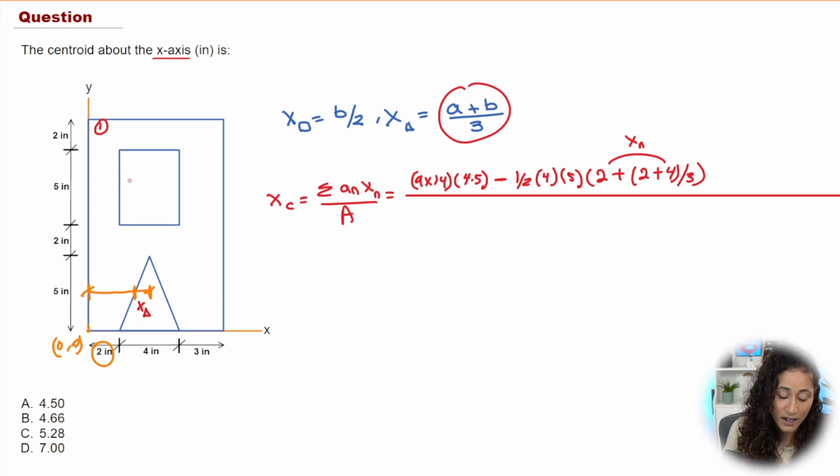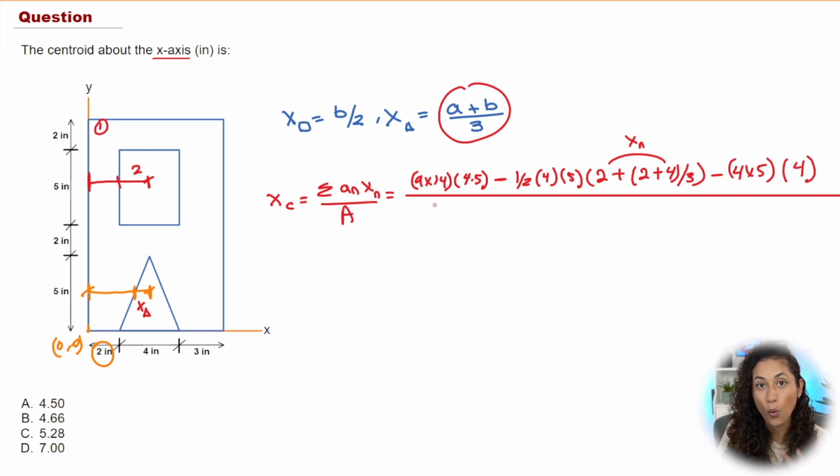Now let's do the rectangle. So again, we're going to have minus here because we have the rectangle inside the big rectangle. And then we're going to do the area for the rectangle, which is 4 times 5. And then xn of the rectangle. So xn is going to be, again, the distance from here, always referencing back to the origin, to the centroid of the rectangle. The centroid of the rectangle is just going to be half of 4, which is 2. And then we're going to add this 2 here, that is to reference it back to the origin. So here we're going to have 4.